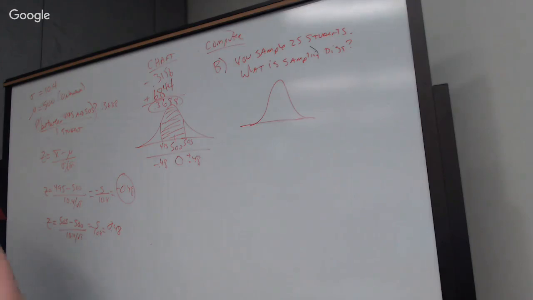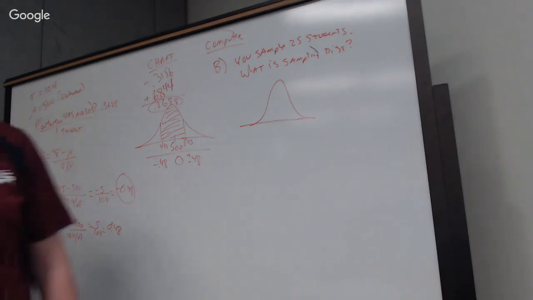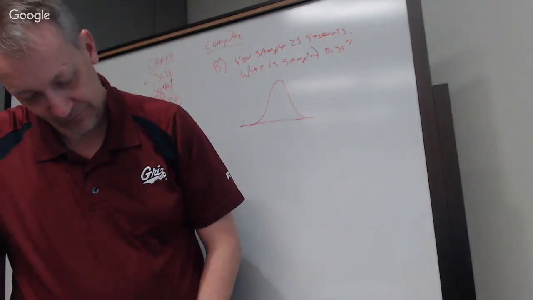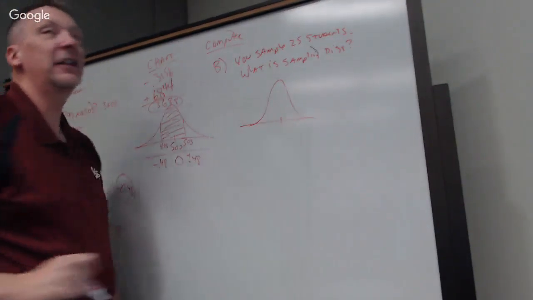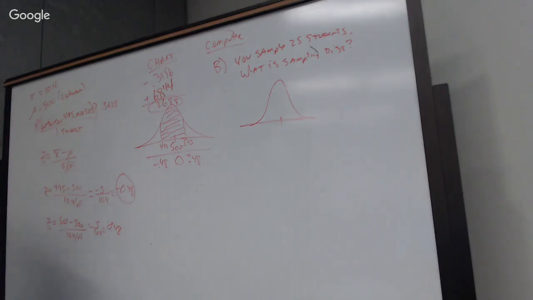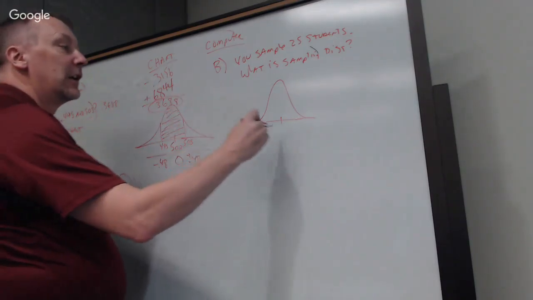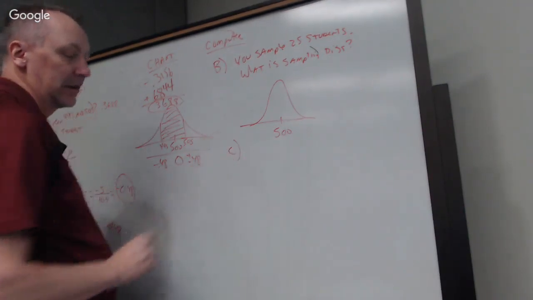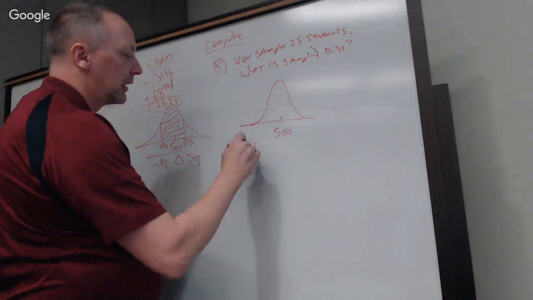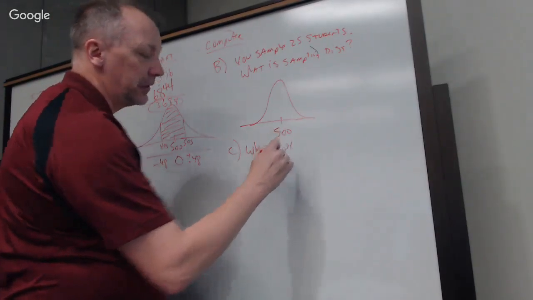Okay, this isn't in the question. Maybe it's in the next part. I won't give it away. Okay. So what is the mean? This is a good bonus question. What is the mean of your sampling distribution? Same as the population, which in this case would be 500.